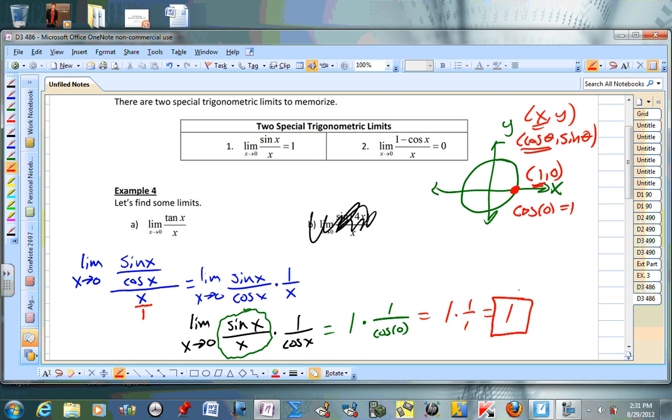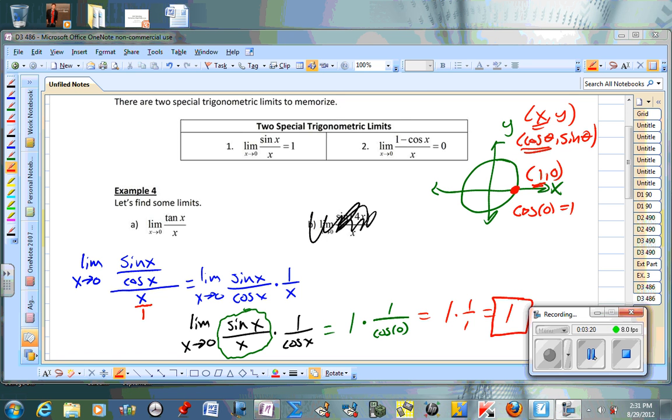Now, when I count down to 0, I'm going to get rid of some of the scratch work so we can work on part B. 5, 4, pause the video if you need to. 3, 2, 1.